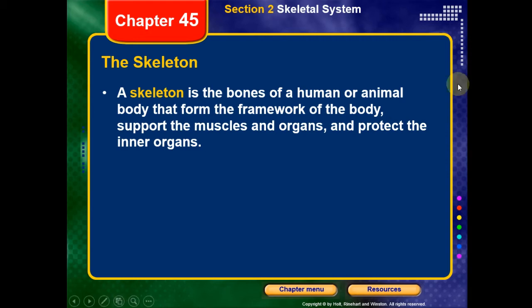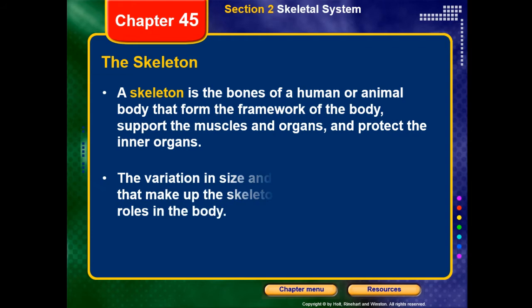The skeleton is the bones of a human or animal body that form the framework of the body, support the muscles and organs, and protect the inner organs. So support and protection is the major function of the skeleton. Plus, it gives us the ability to move or move some parts of our body.